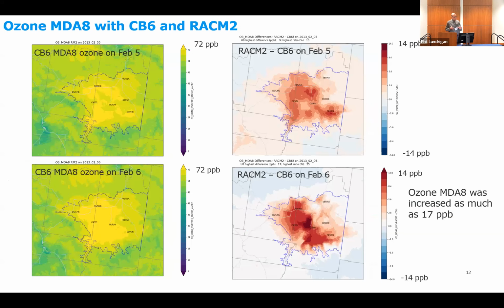And if we come back, previously we looked at maps for hourly ozone. If we look at MDA8 ozone, the 8-hour ozone that we're most concerned about, and we look on the 2 days, during the heart of the episode when concentrations were highest, February the 5th and the 6th, RACM2 is producing more 8-hour ozone, and it can perhaps be as much as 17 ppb more in certain parts of the basin. So there is a difference here.